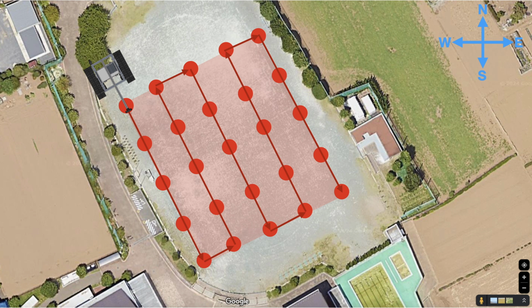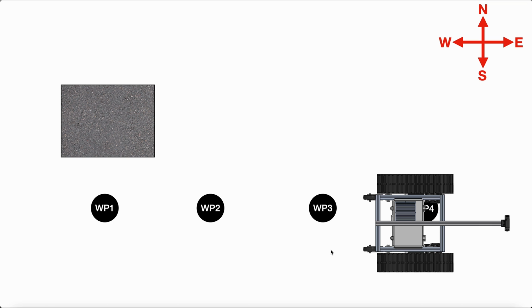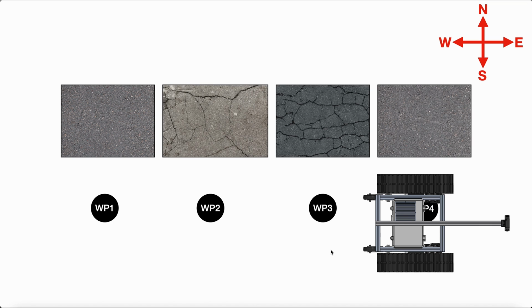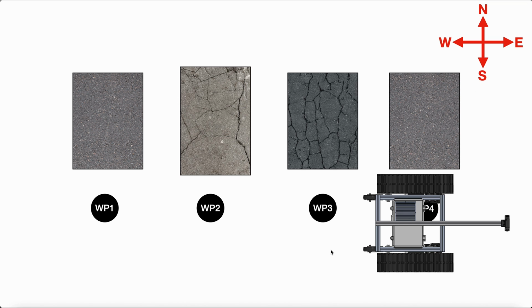Once we get the photos, we need to make sure the photo is rotated correctly, meaning even if the robot is moving from west to east, the taken photo will be shown so that the top part of the picture is always north and the bottom part is always south.